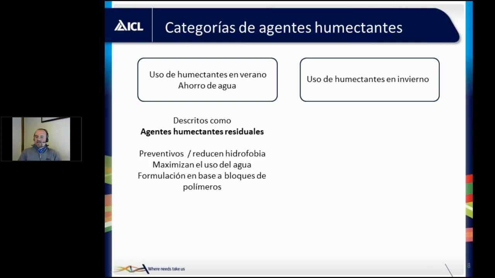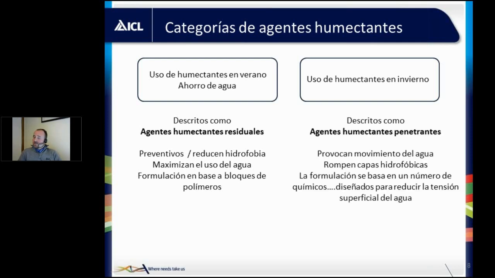Our summer use wetting agents, the term summer use or the term water conservation is perhaps not the best term to use, and much better to describe these as residual wetting agents. Essentially, our residual wetting agents are those that we use to prevent or reduce hydrophobicity occurring on the turf. We would use these to maximize the effectiveness of the water that we're utilizing. In general, their formulation is based around a sort of block copolymer molecule. I'll come back to that in a second.